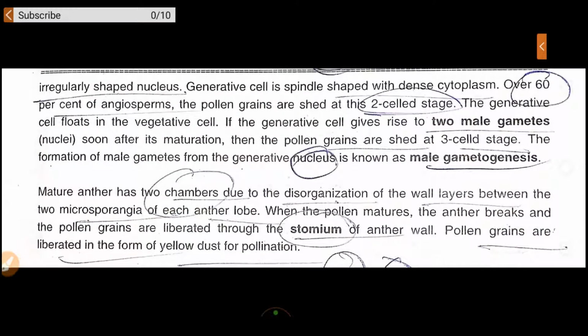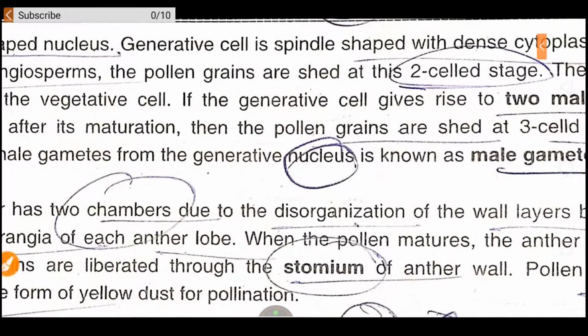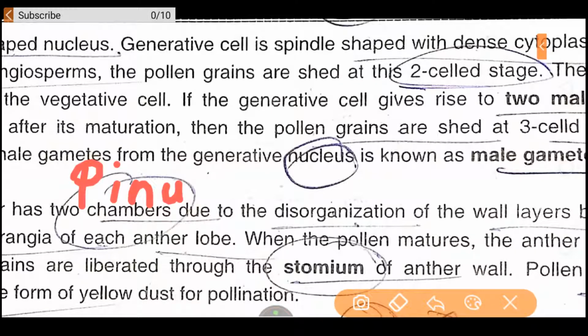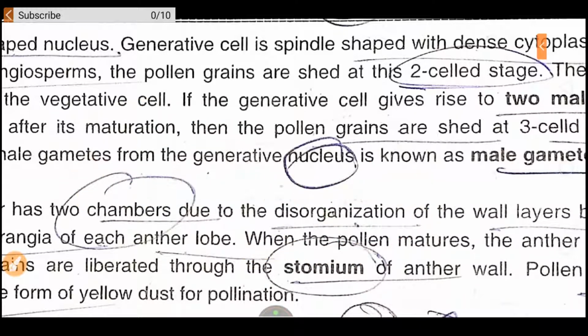Pollen grains are liberated in the form of yellow dust for pollination. In the case of gymnosperms, Pinus will produce a sulfur shower. This question is asked from the plant kingdom lesson, just a recap. So that's all about the male reproductive structure of the flower.